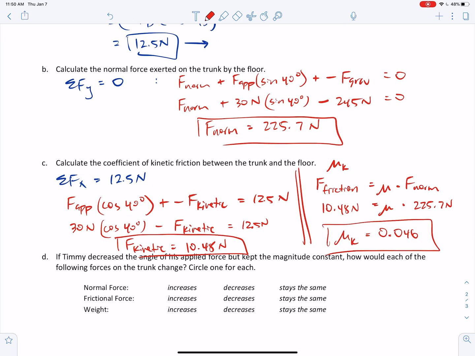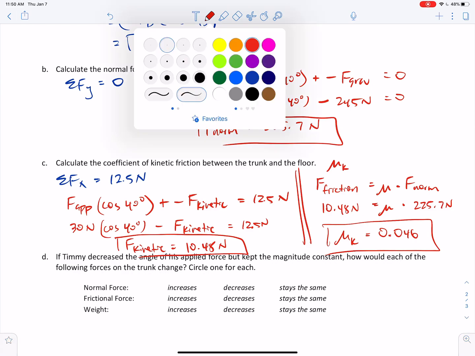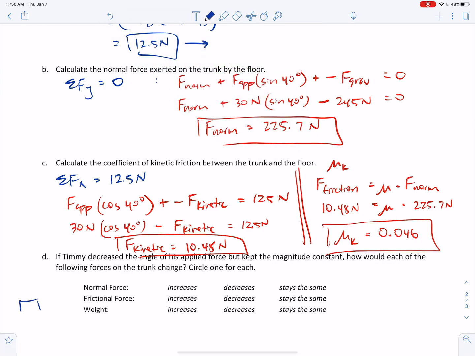Okay, now some conceptual questions. So let's go back and take a look at this force that Timmy is putting on the trunk. So here's the trunk, right, along the ground, and Timmy's got that force here. And it's originally at an angle of 40 degrees. Here we go. If Timmy decreased the angle of his applied force, but kept the magnitude constant, so he kept pulling with that same 30 newtons, how would each of the following forces on the trunk change?